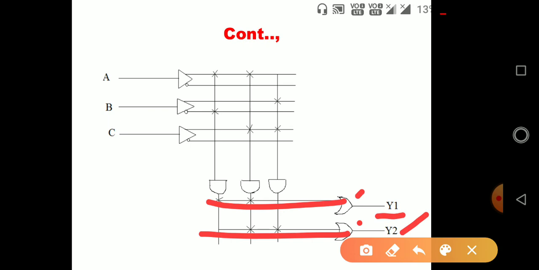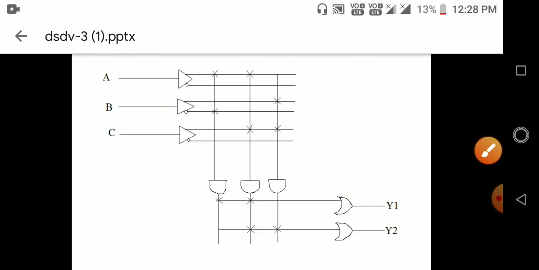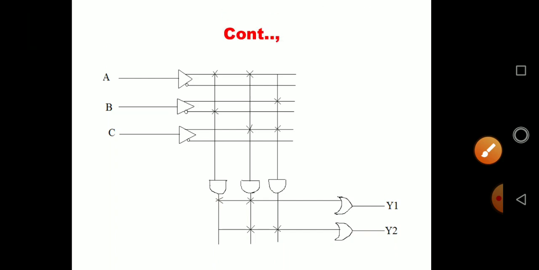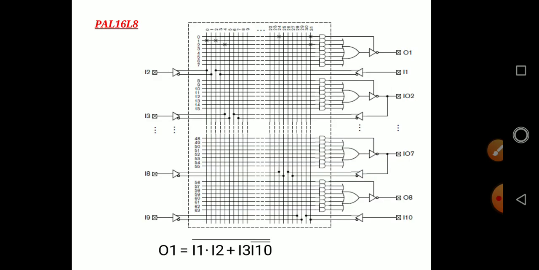I want the first equation Y1 as AB bar plus AC. So this is AB bar and this is AC. I'll keep these fuses intact, and in Y2 I want AC plus BC. I'll keep these fuses intact. This is how you draw the programmable array logic using inputs, tri-state buffer, programmable AND gate and programmable OR gate. So this is a simple representation of a programmable array logic.